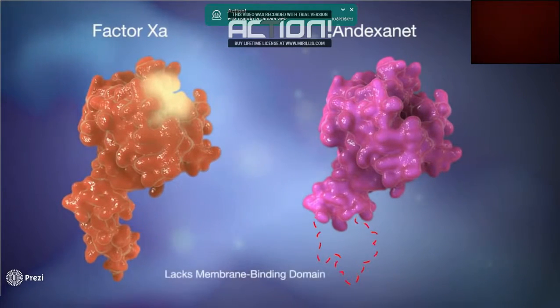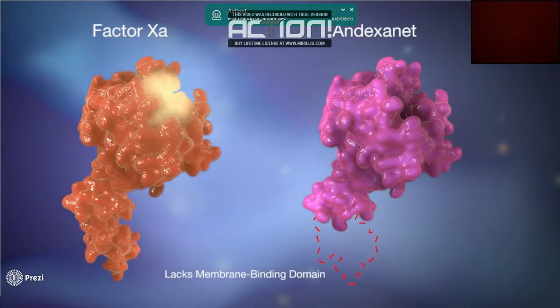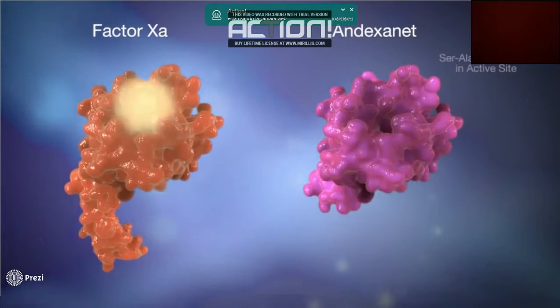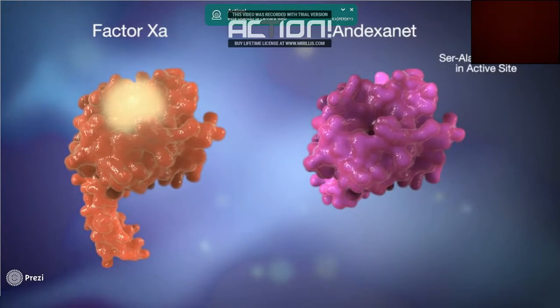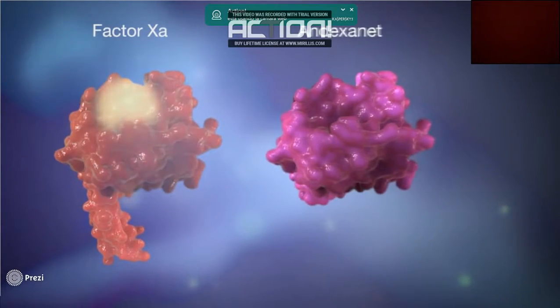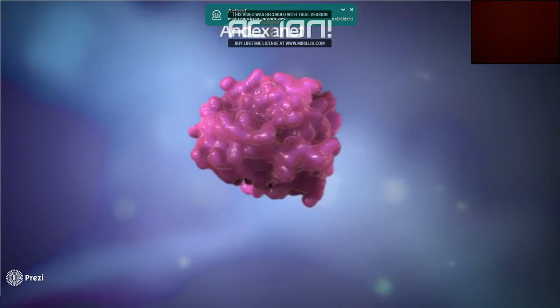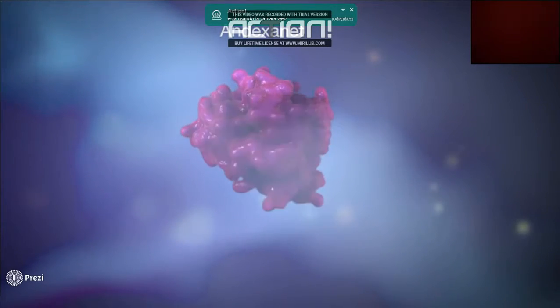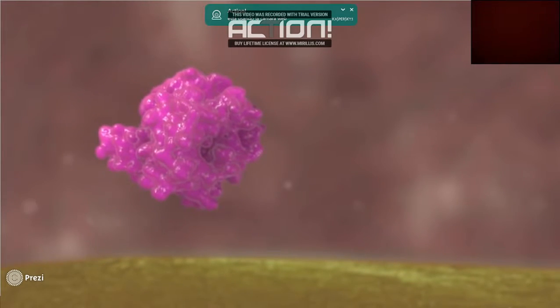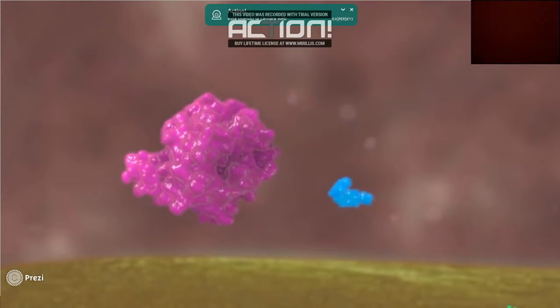Andexanet lacks the membrane-binding domain of plasma-derived factor 10A and does not compete against native factor 10A in prothrombinase assembly on the platelet surface. Andexanet also features a serine to alanine substitution in the active site and a deletion of the heavy chain activation peptide that is present in native factor 10. Thus, Andexanet lacks pro- or anticoagulant activity on its own. The mechanism of action of Andexanet is based on its capacity to function as a decoy factor 10A molecule.